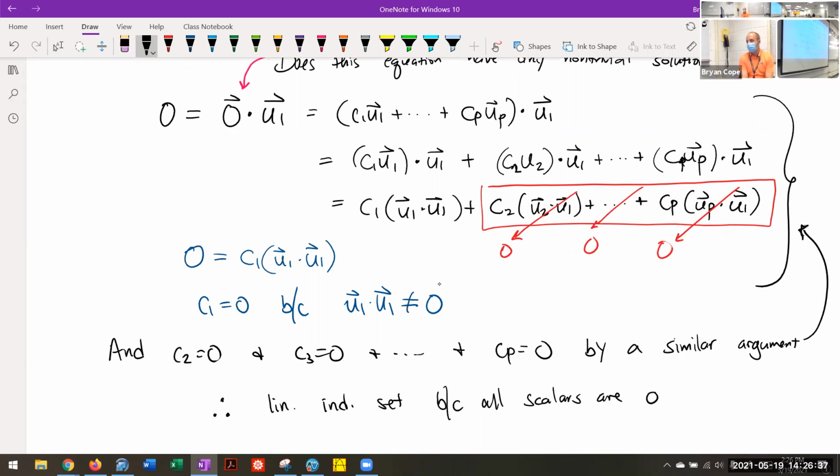Okay, did I lose you, or what do you think? I get it, but it seems like it kind of came out of nowhere. It did. That's kind of what's beautiful about these proofs.